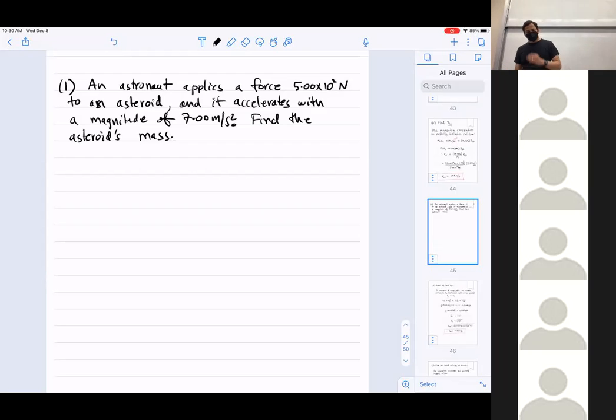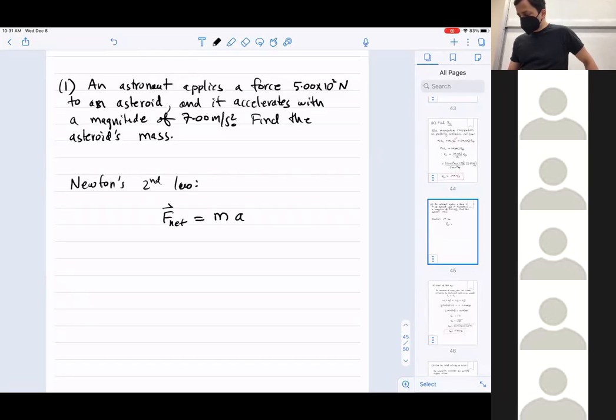So the first thing is that, again, if you get a question like this on the final exam, resist the temptation to immediately start putting down numbers. The first thing you want to do is identify what is the concept that you're going to use here. The concept we're going to use is Newton's second law, which says that the net force on an object will always be equal to the mass times the acceleration of that object.